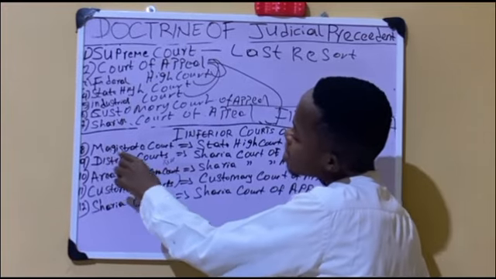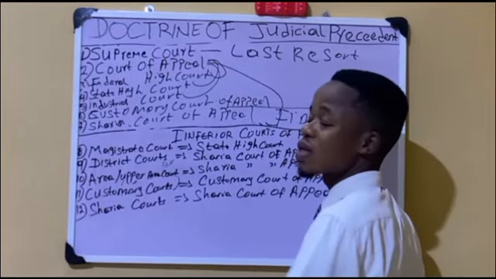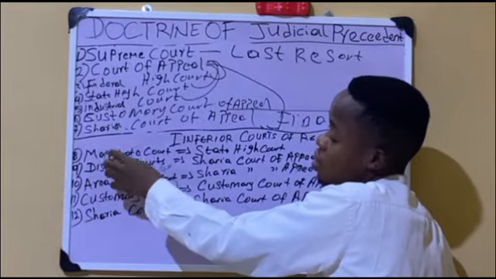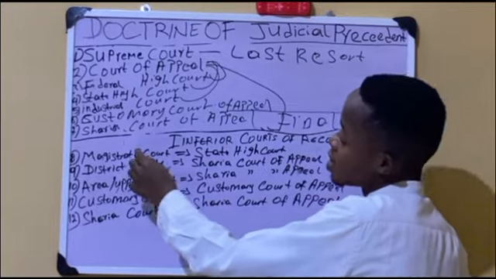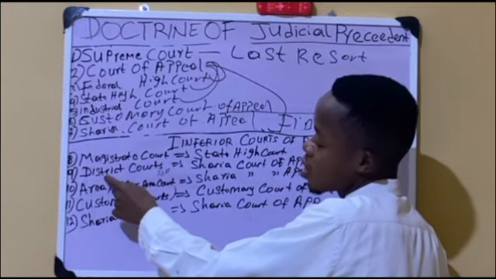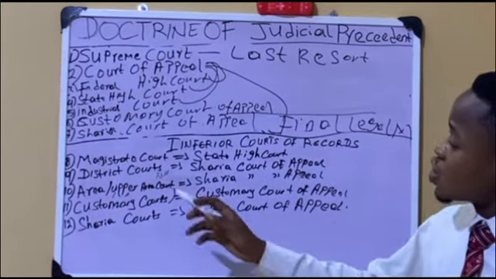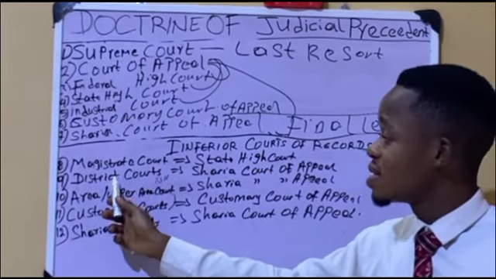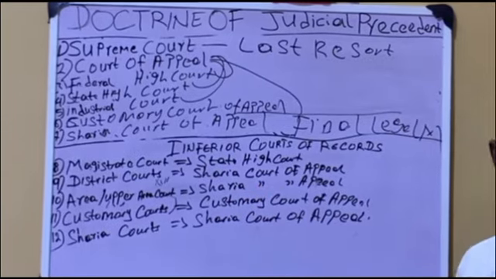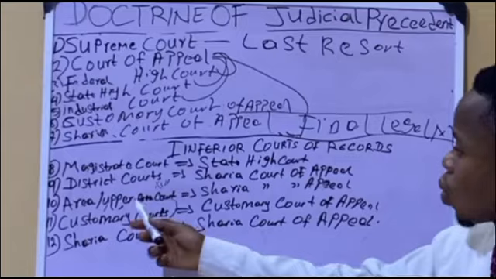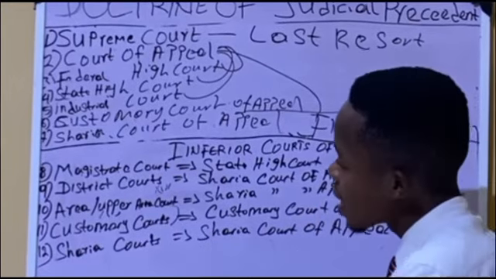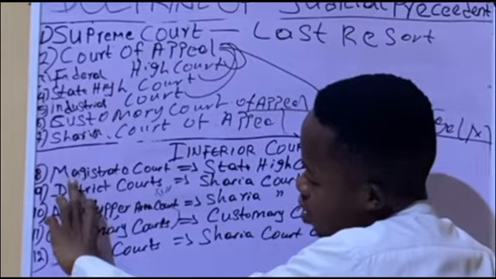Now, magistrate court and district court are the same thing, but this one is in the south, this one is in the north. So whatever magistrate court decide goes to State High Court in the south. Whatever district court decide goes to Sharia Court of Appeal. Whatever area or upper court decide goes to Sharia Court of Appeal. Sharia court and area court are the same.